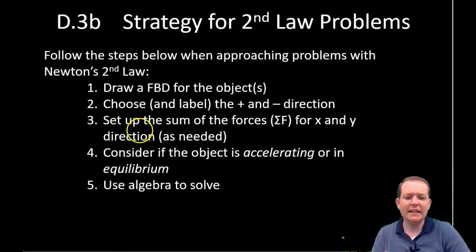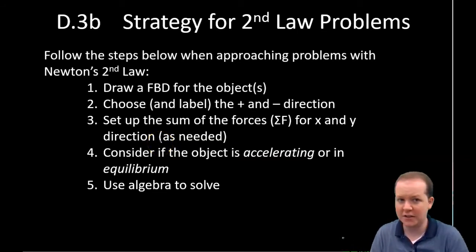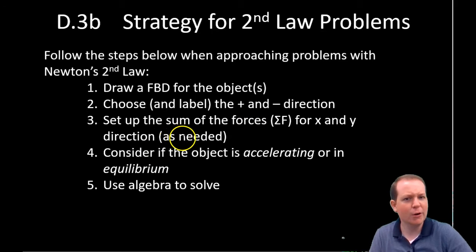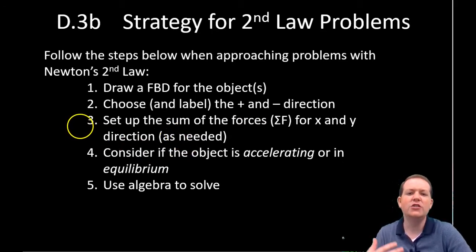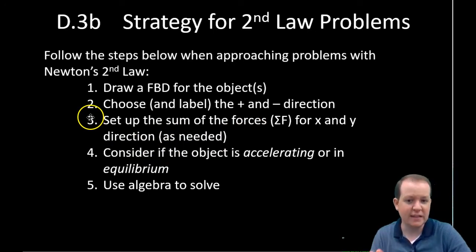So there's a list. These are the things that you should try and keep track of, things you should do, whether explicitly and obviously on, say, a piece of paper, or at least have in your mind. Now, depending on your teacher, you might be required to do some of these things, but whether you're required or not, all of them are good strategies, okay? This is how we're going to approach problems with Newton's second law.